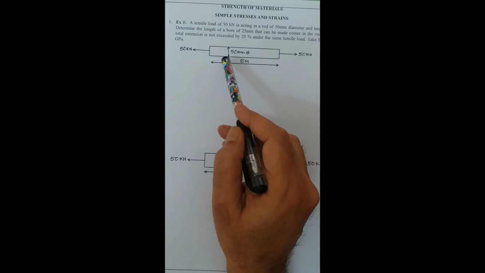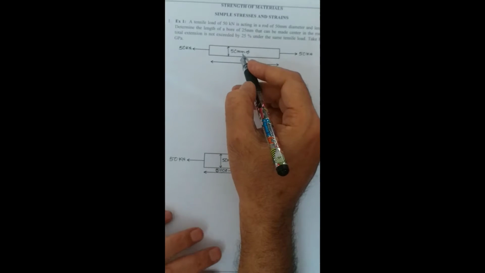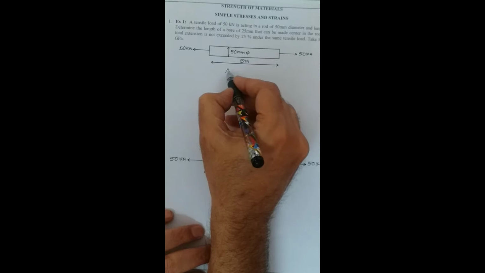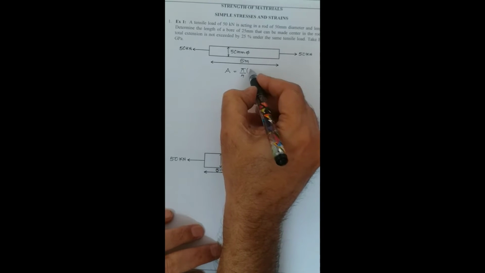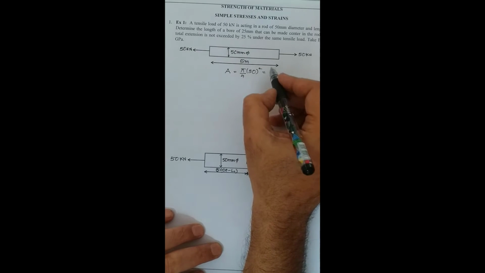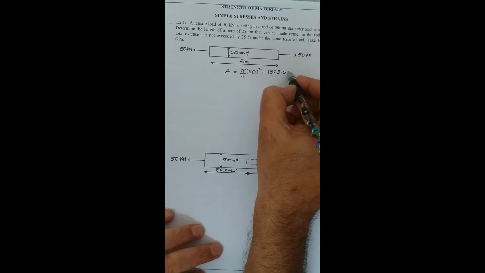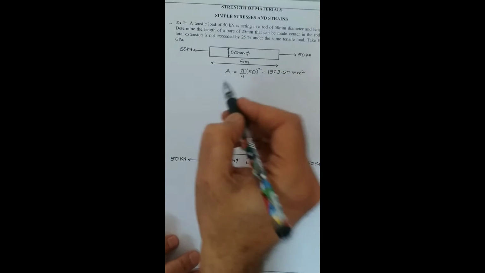So this is a rod of length 5 meter, diameter is 50 millimeter. Let us first calculate the area. Cross-sectional area, it is a solid bar, so it is pi by 4 d square, that is pi by 4 into 50 square. So this works out to 1963.5 millimeter square. This is the cross-section area of the bar.